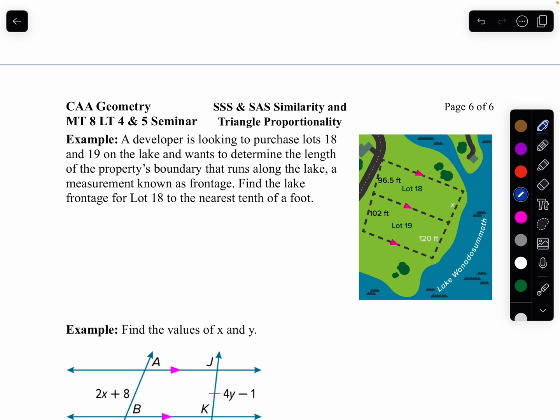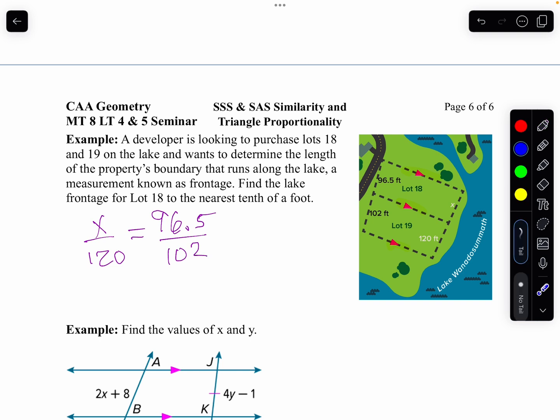Notice I don't have a triangle here, but notice I do have parallel lines. So my parallel lines are set up almost as a proportion, aren't they? So you just have to look. Hey, x is to 120 as 96.5 is to 102. So x is to 120 as 96.5 is to 102.